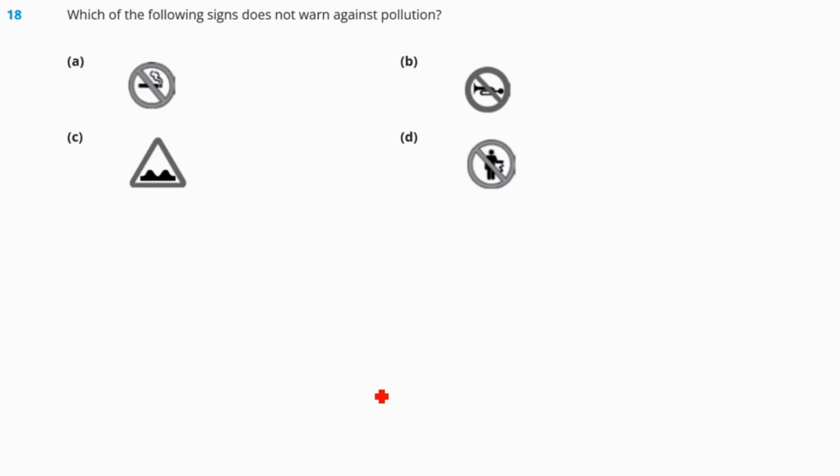Next is question number 18. Which of the following signs does not warn against pollution? Here we can see that no cigarette is a warning for pollution. This is no honking, an alarm for sound pollution. And D, littering here and there, is a warning of land pollution. So the only one that is not a warning against pollution is the bumpers. So this is option number C.